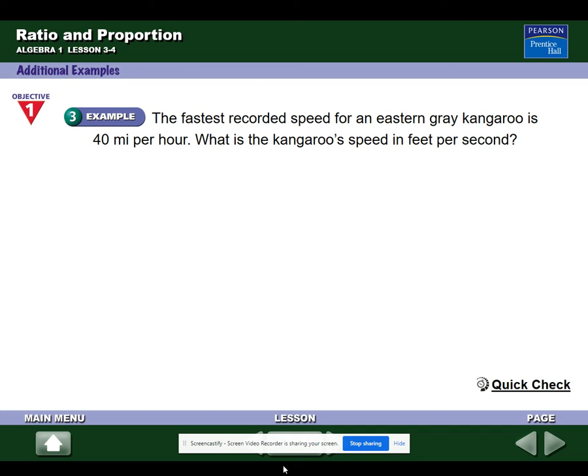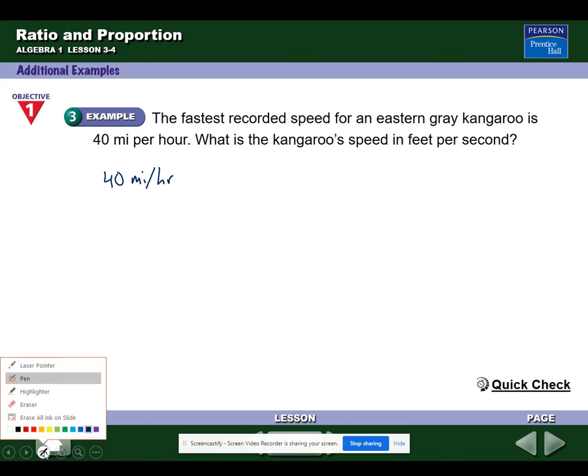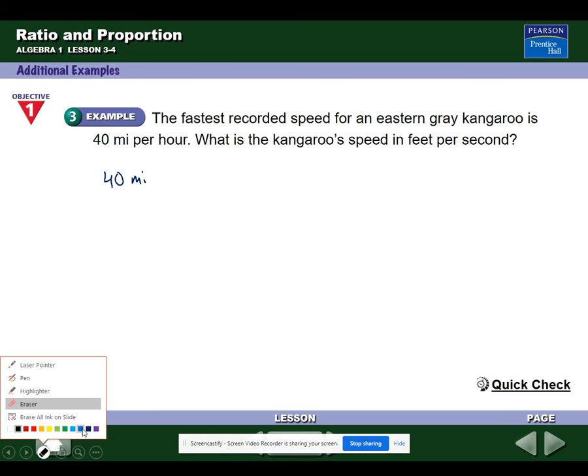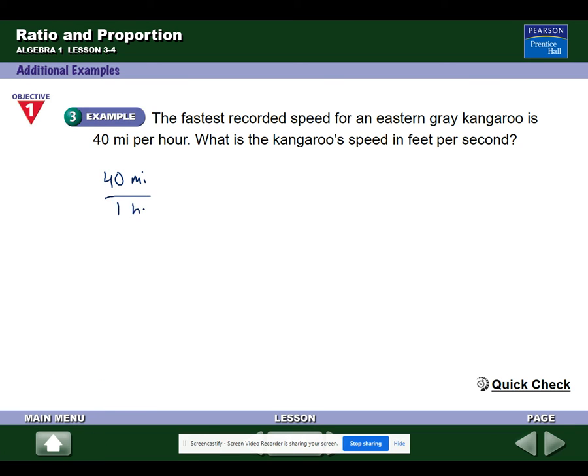The fastest recorded speed of an eastern gray kangaroo is 40 miles per hour. Everybody knows that. What is the kangaroo's speed, though, in feet per second? So look, 40 miles per hour, which is often represented like this, 40 miles/hour, or maybe if you have abbreviated miles per hour before as mph. The way we want to model this in algebra for a problem like this, though, is 40 miles over 1 hour. That's a unit rate, 40 miles over 1 hour.